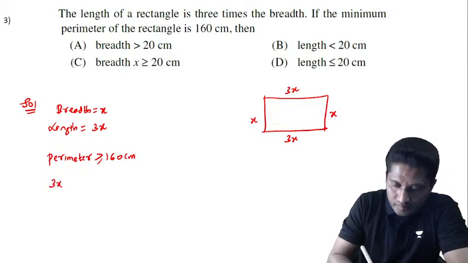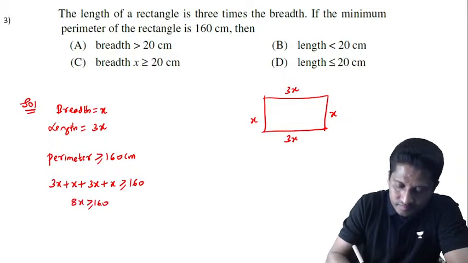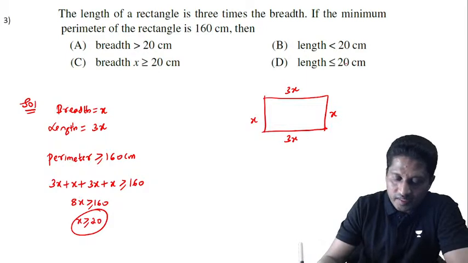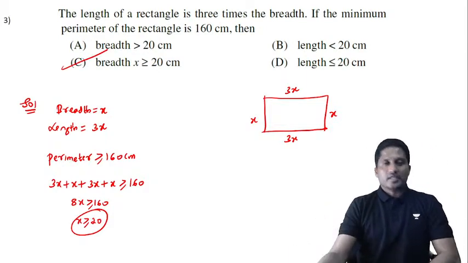So you get 3x plus x plus 3x plus x is greater than or equal to 160. So 8x is greater than or equal to 160. X is greater than or equal to 20. Right, so this means that the breadth x is greater than or equal to 20 centimeter. Answer is option C.